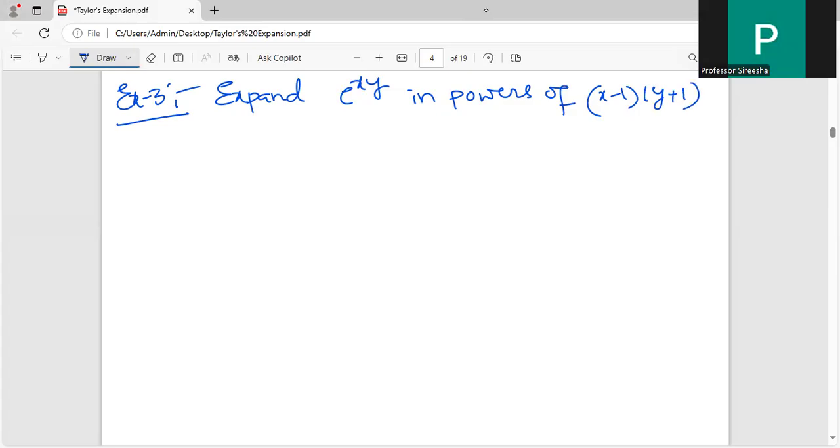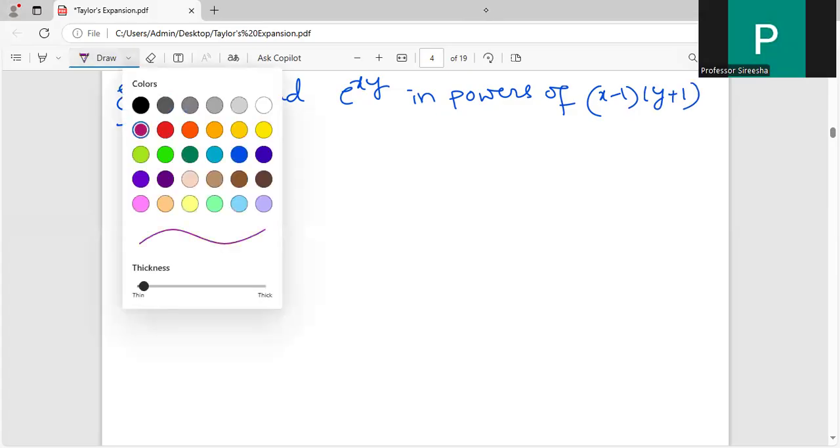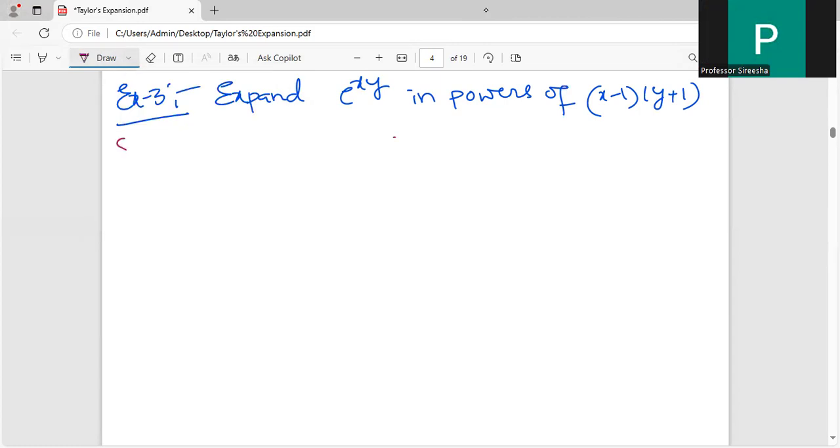So here I should be clear that I'll be going with the first formula. The second one I've already used. For the first formula, first I will consider f of x comma y, nothing has been given here, to be e power xy. Now I'm being asked to find in the powers of x minus a and y minus b. See here, actually it is x minus a and y minus b. So in the place of b, I have a plus, that implies that b is with a negative sign.